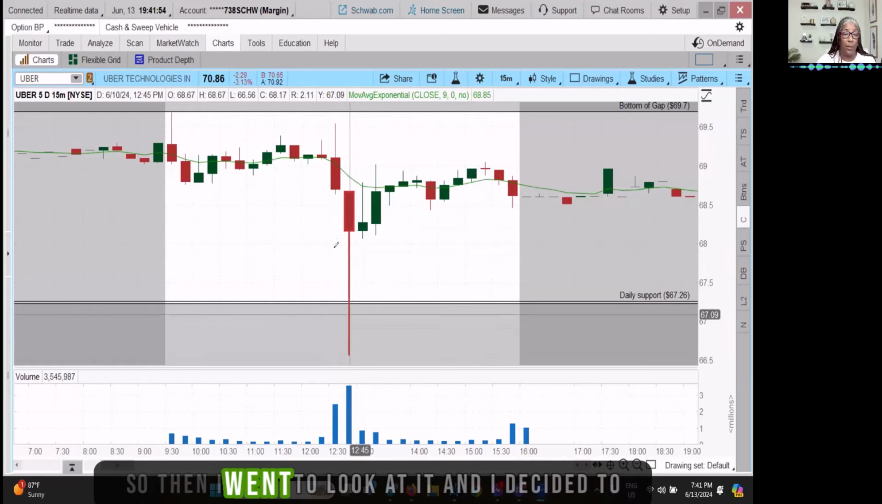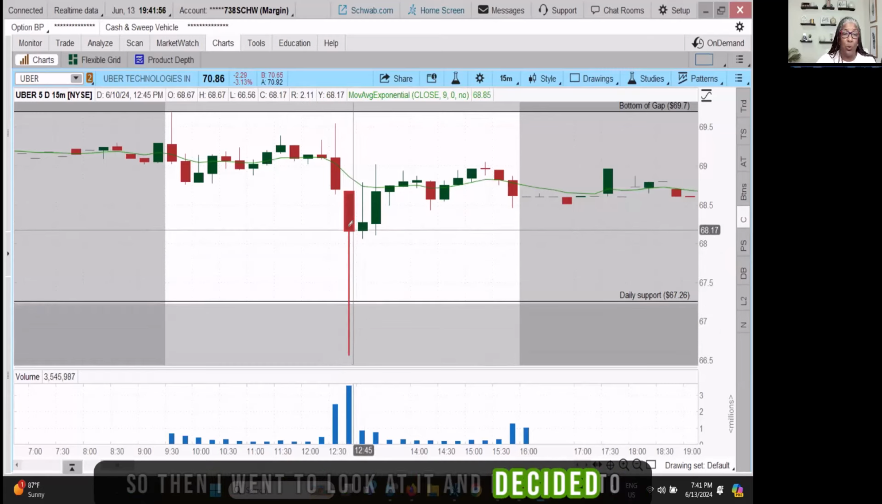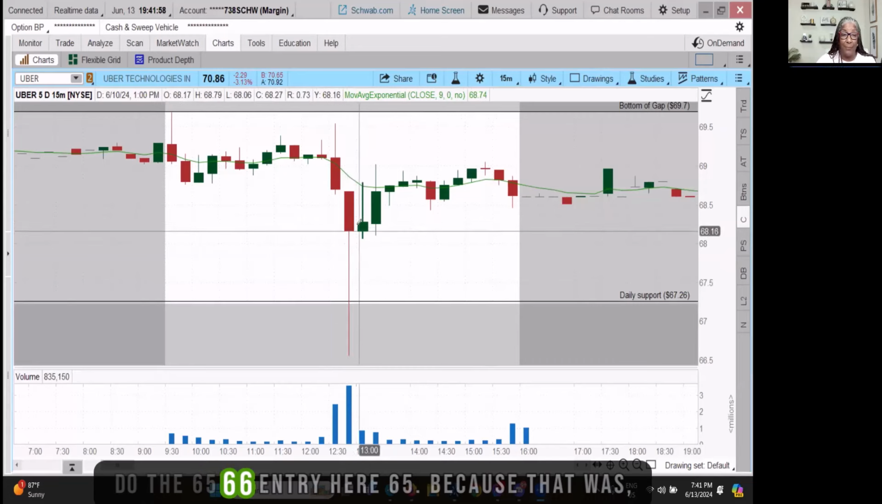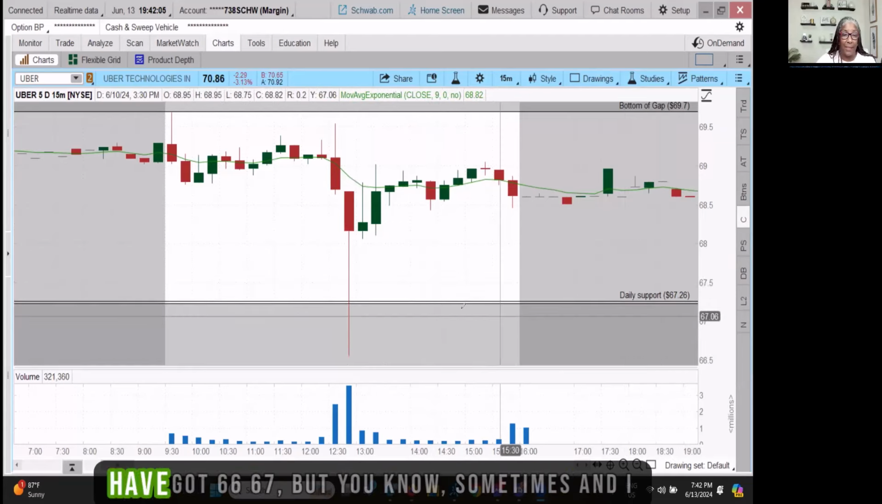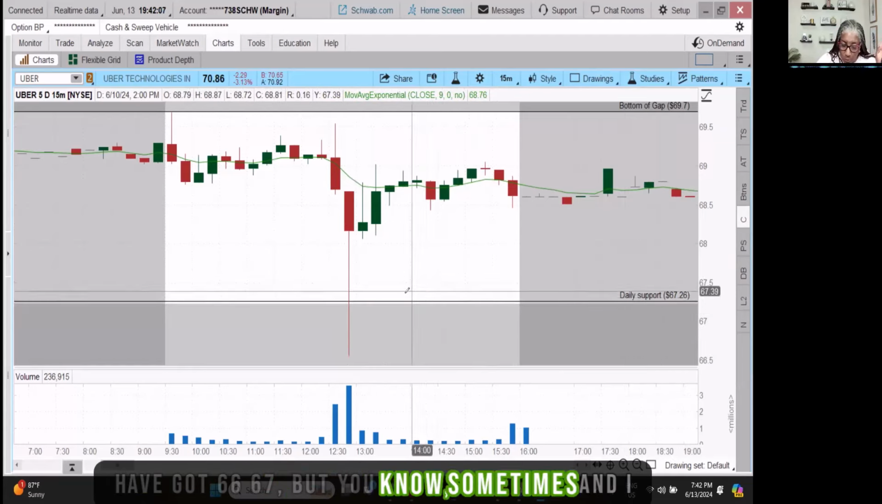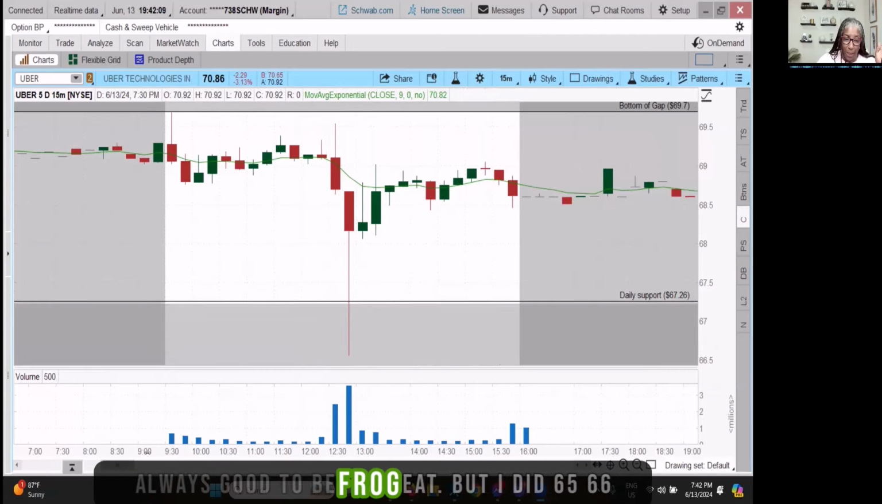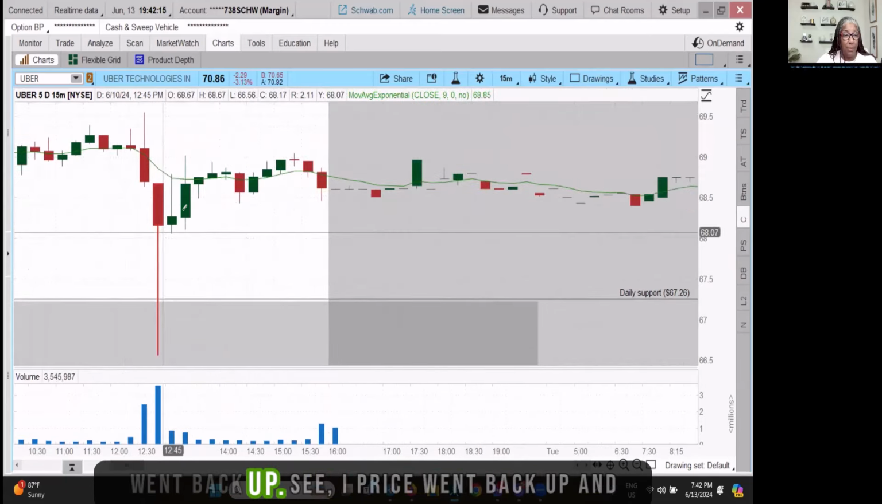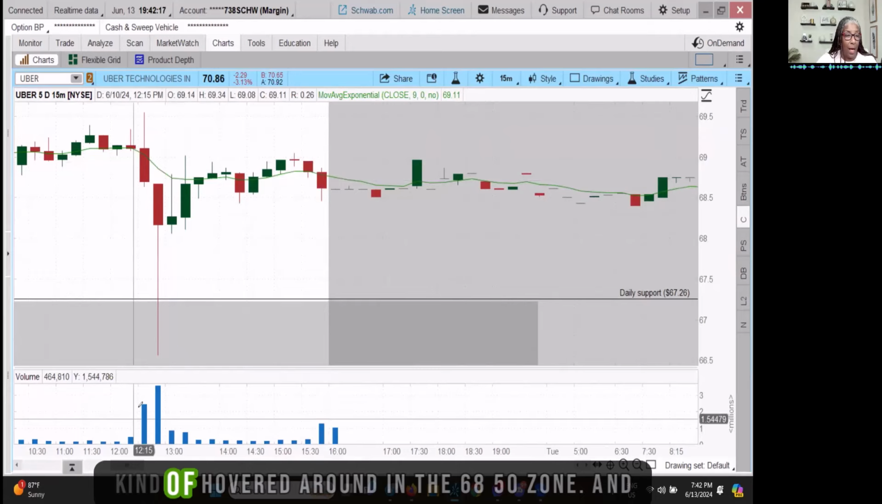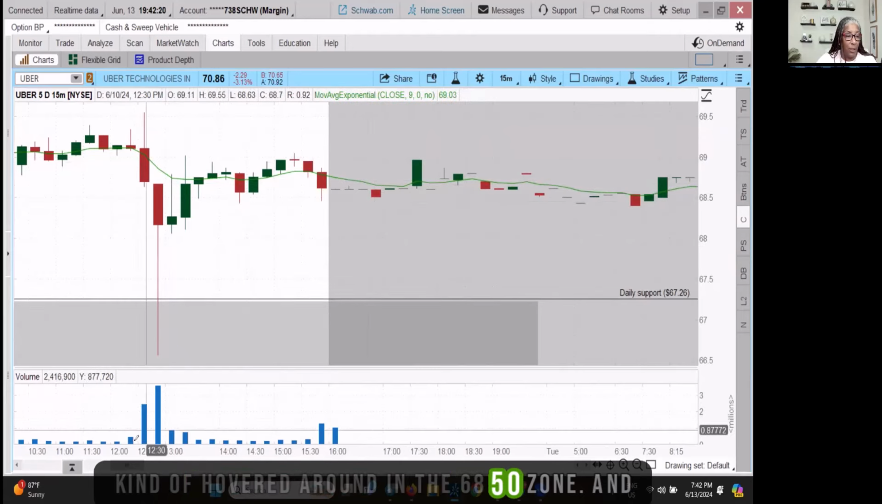So then I went to look at it and I decided to do the 65.66 entry here, because that was still below this. I probably could have got 66.67, but sometimes it ain't always good to be froggy. But I did 65.66, again, collected my $21, and then price went back up. See how price went back up and kind of hovered around in the 68.50 zone.